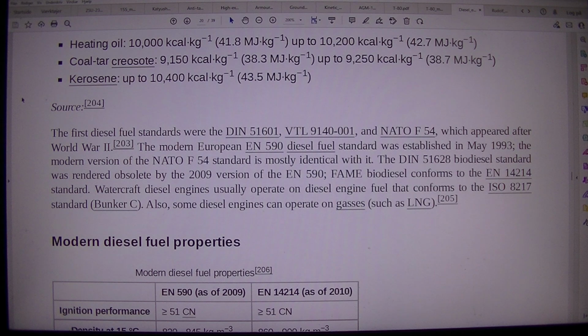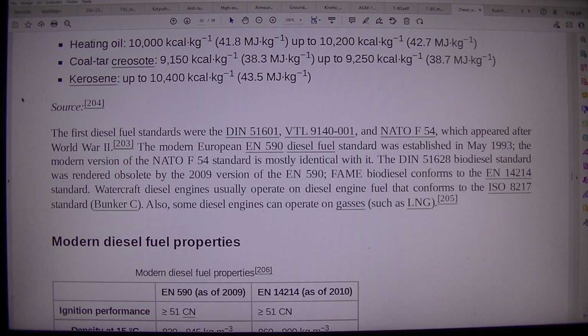Coal tar creosote, 9,150 kcal/kg, 38.3 MJ/kg, up to 9,250 kcal/kg, 38.7 MJ/kg. Kerosene, up to 10,400 kcal/kg, 43.5 MJ/kg.